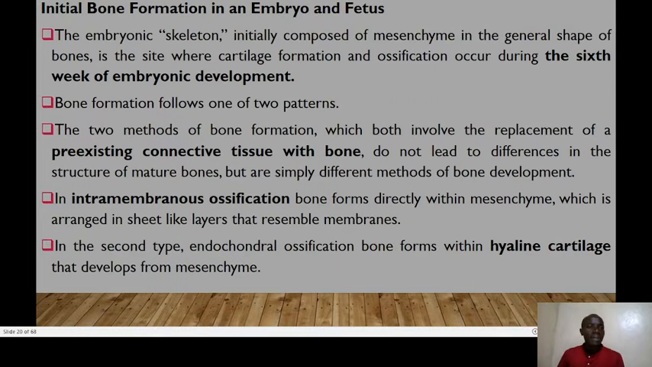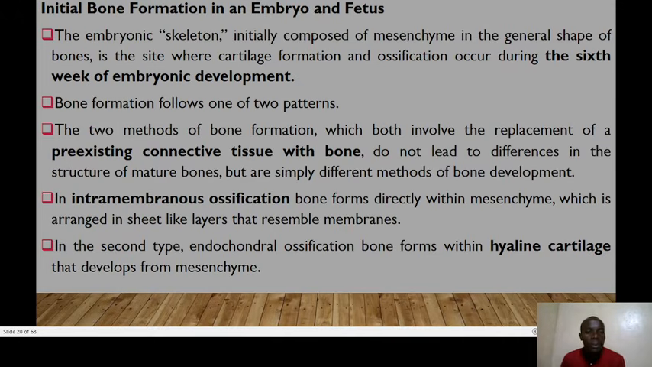So the first pattern of bone formation, we can look at now the patterns. So initial bone formation in an embryonic fetus. The embryonic skeleton is initially composed of mesenchyme in the general shape of bones, and is the site where cartilage formation and ossification normally occur during the 6th week of embryonic development.